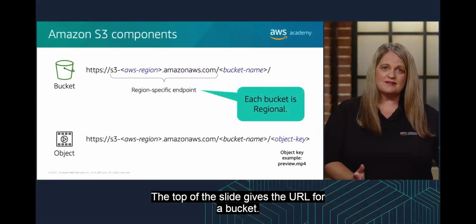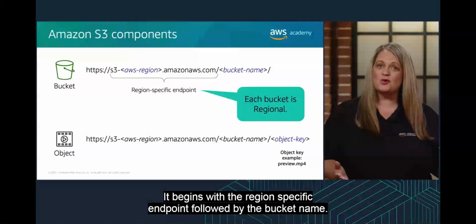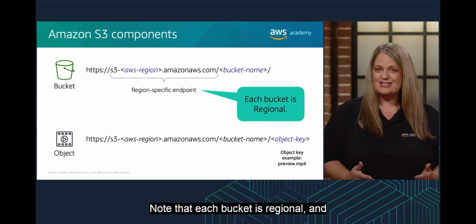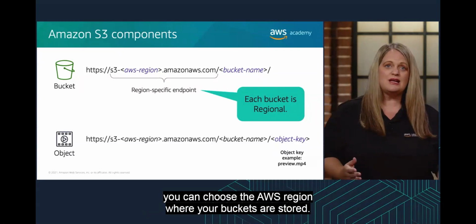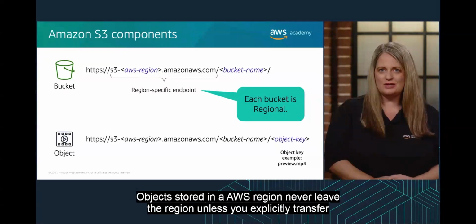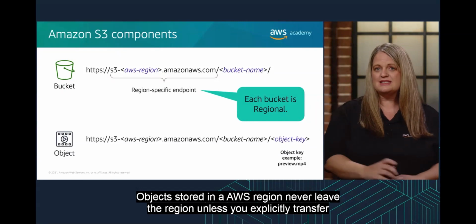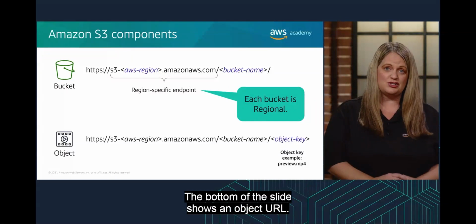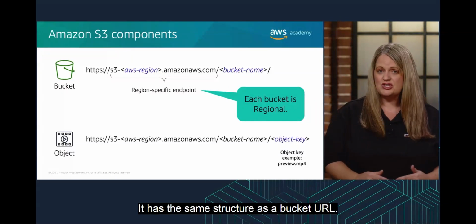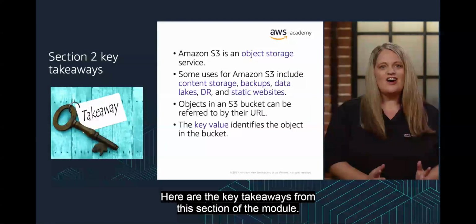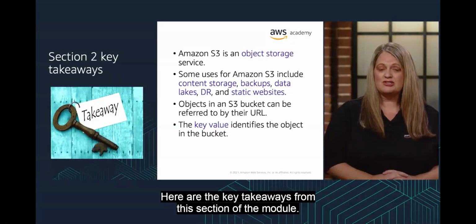The top of the slide gives the URL for a bucket. It begins with the region-specific endpoint followed by the bucket name. Note that each bucket is regional, and you can choose the AWS region where your buckets are stored. Objects stored in an AWS region never leave the region unless you explicitly transfer them to another region. The bottom of the slide shows an object URL. It has the same structure as a bucket URL, but the object key value, which is the file name, is added to the end. Here are the key takeaways from this section of the module.